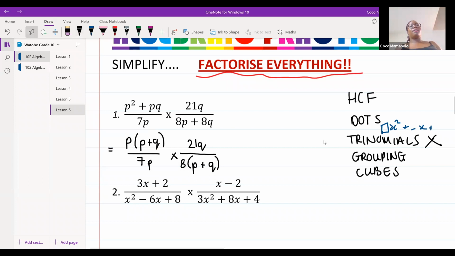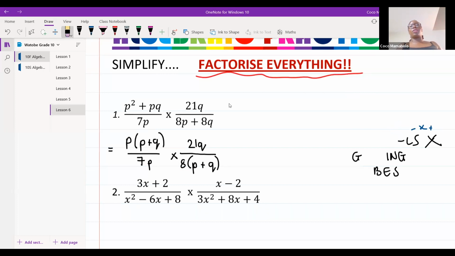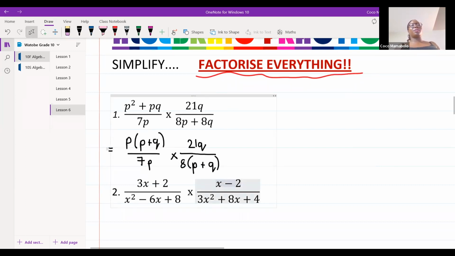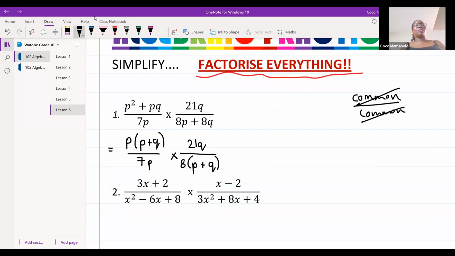My first step was factorize everything. What is my next step? Who remembers? What was step number 2? Step number 1 was factorize everything. Step number 2 was? That's it. Cancel like terms. Well done, Lufuno. So anything at the top that's common with anything at the bottom gets to cancel. And over here, I can tell that I have P plus Q.